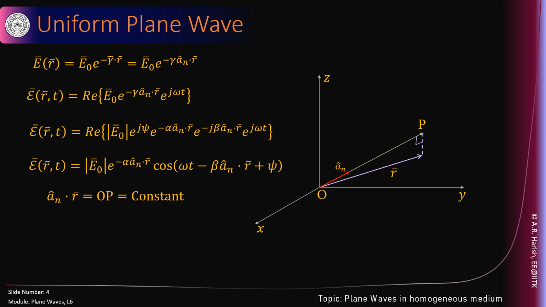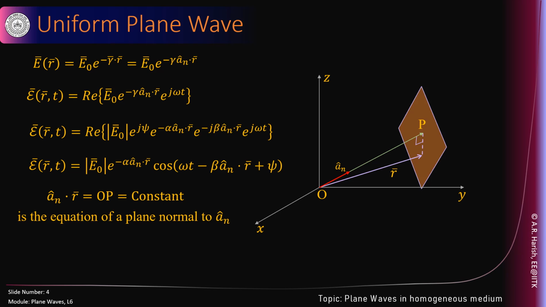We know from analytical geometry that this is an equation of a plane normal to a n cap itself, that is represented by that brownish rectangular surface there. This is a plane. That is, if you choose a constant phase surface, the constant phase surface happens to be a plane perpendicular to a n cap, which is the direction of propagation.